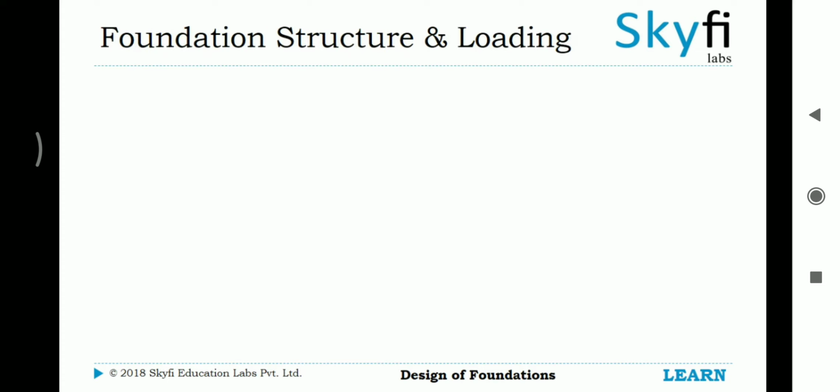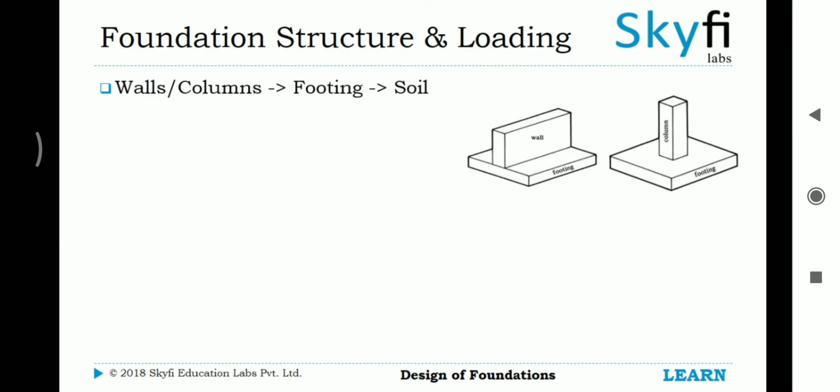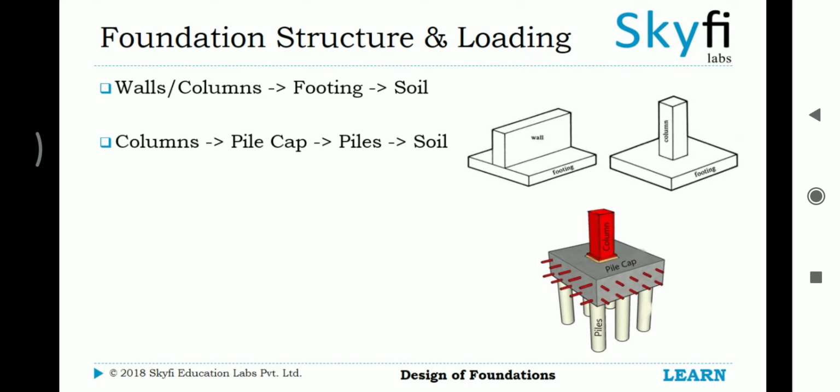The basic structure of a foundation is a load-bearing wall, or a column, resting on a slab called footing, which finally rests on the soil. In deep foundations, the column rests on a pile cap, which in turn rests on the piles running deep through the soil. In all of these cases, the load travels downwards, through the elements, into the soil. While these compressive loads may travel through the axes in case of columns, they act as line loads in walls.